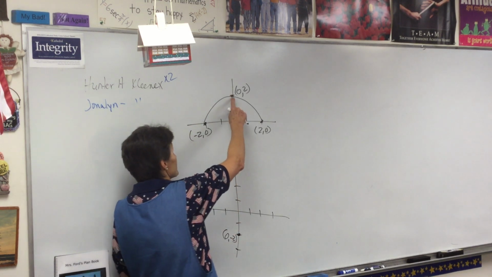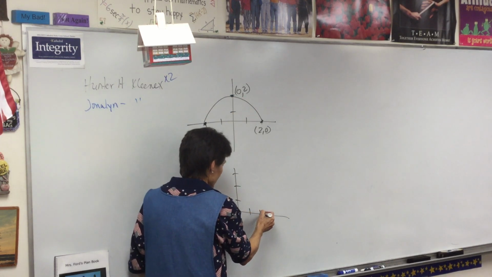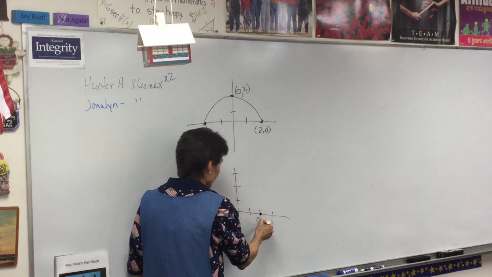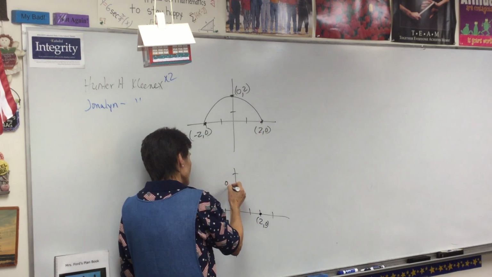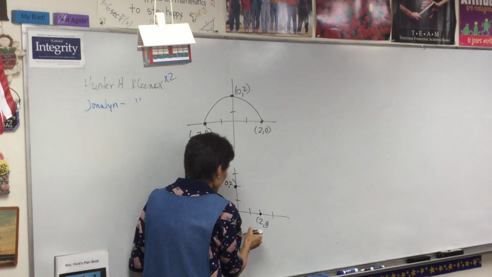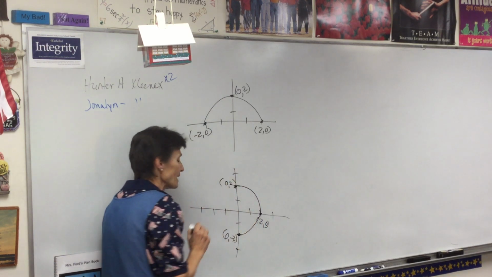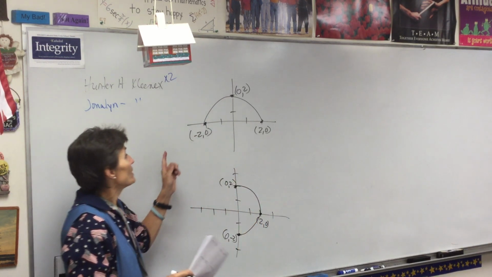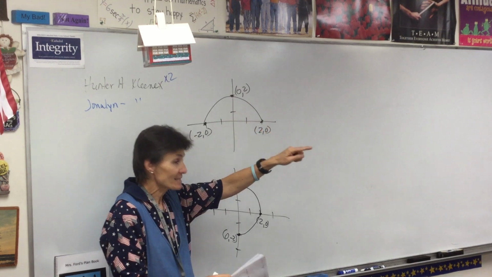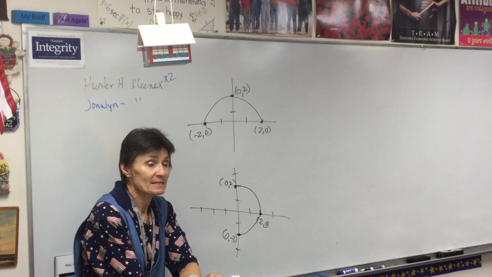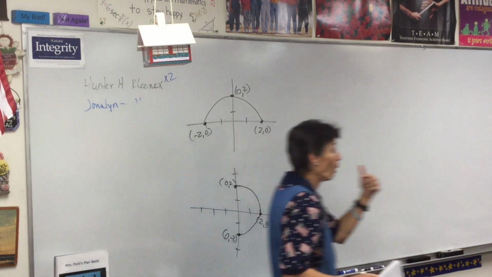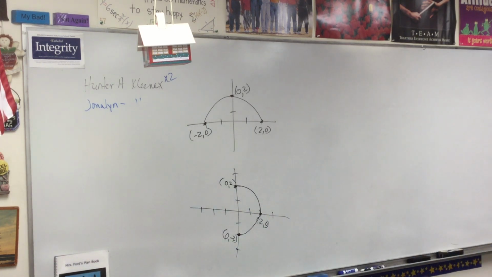And then (0, 2) becomes (2, 0). And (2, 0) becomes (0, 2). And then I connect those, and guess what? The shape is the same. It's just on the opposite axis, because what were x's became y's.